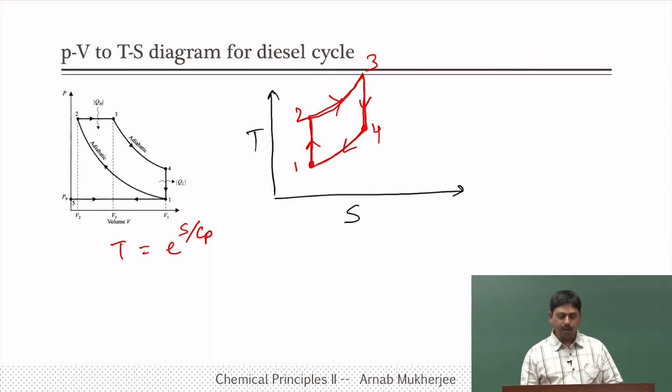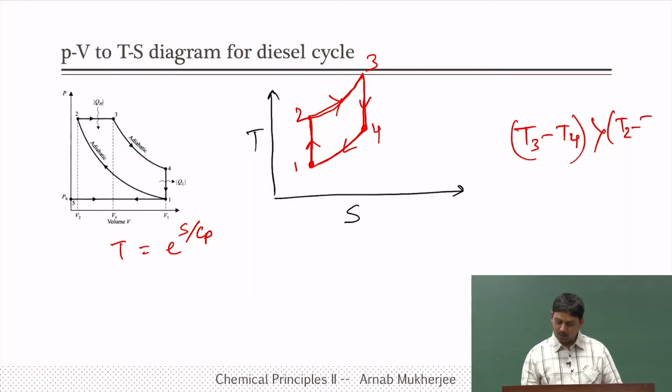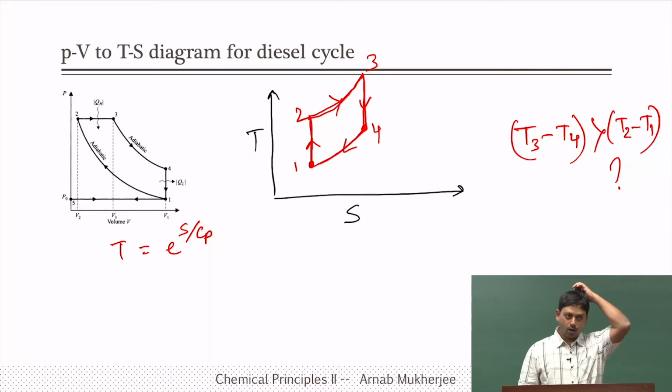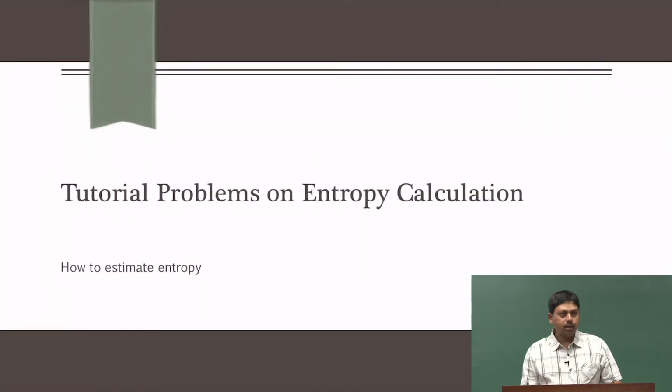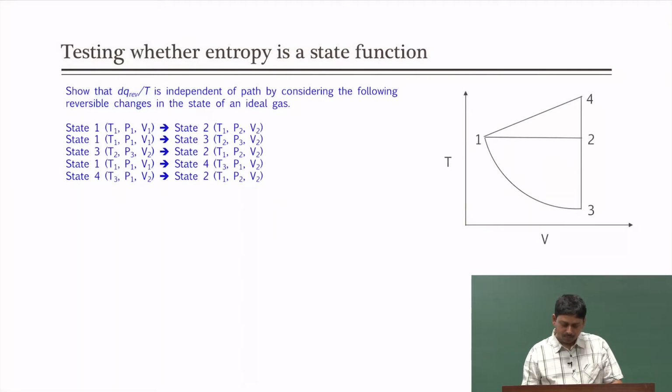Now, you have to figure out whether 3 4, so is 3 minus 4 bigger than 2 minus 1 or not, that you have to figure out. That will be a tutorial problem, the same way we have done the Gasoline cycle. Okay. So, now let us do some other tutorial problems.